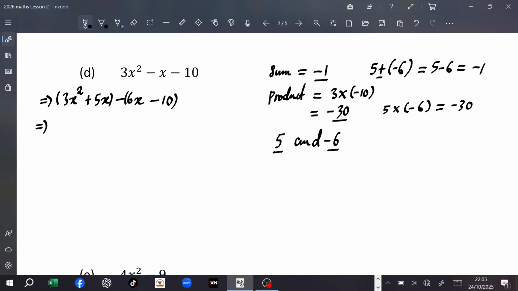So let's rearrange them. We can get 3x squared goes with negative 6x, then plus 5x goes with a negative 10. I've just done that so that the process goes well. Otherwise, there's no problem there. So you can put this as what we are going to factor them out. So here we see that what is common is 3 and x.